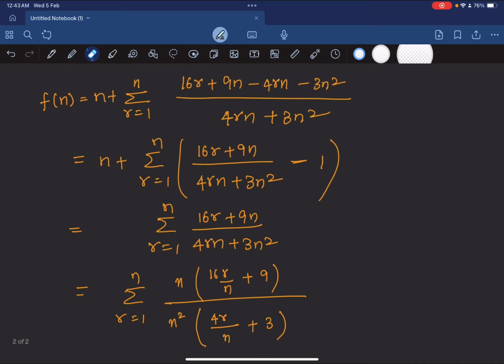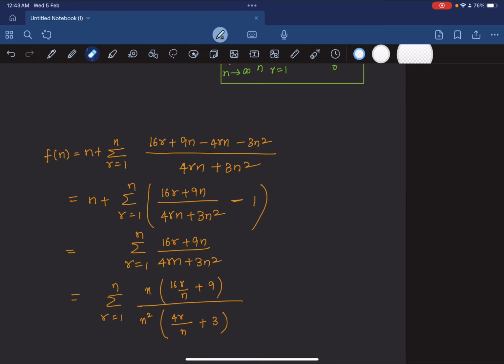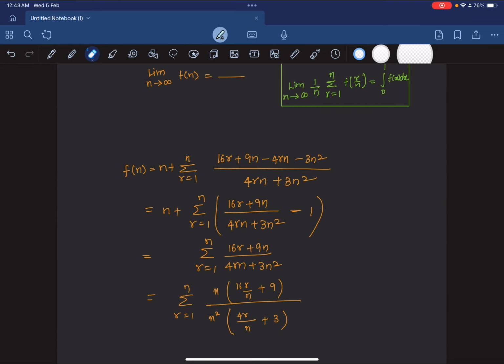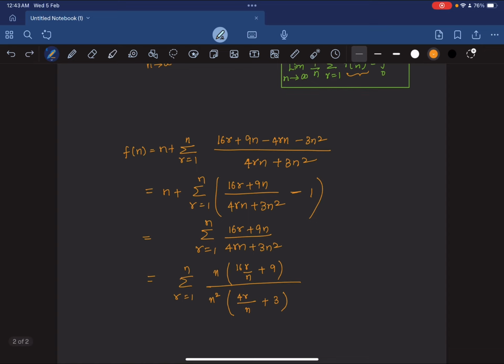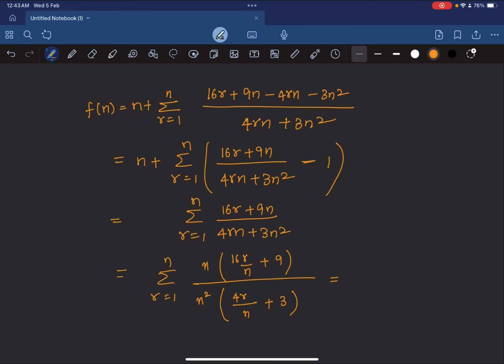So why did we do this? Dividing the numerator with n and multiplying it with n, and dividing the denominator with n square and multiplying it with n square, because in the formula, if you check, we have f of r by n. So we need terms in the form of r upon n. So to generate such terms, we have done this particular manipulation. Alright. So now this is simply r is equal to 1 to n, (16r by n plus 9) upon (4r by n plus 3). This is 1 upon n into 1 upon n.